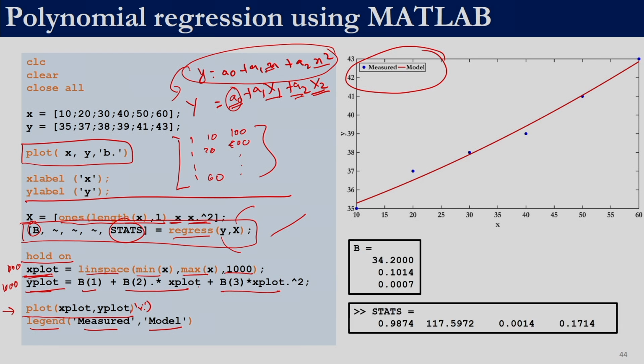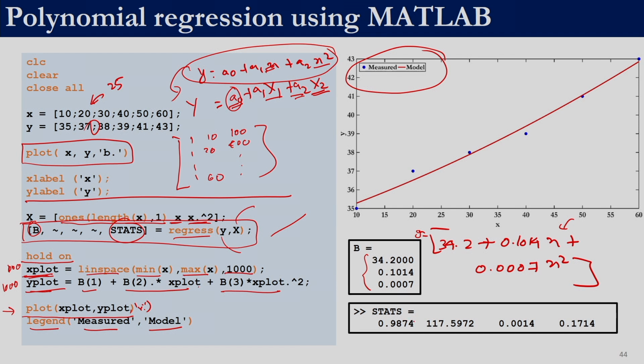Then if we type B in the command window, we will get these 3. So, the model is actually 34.2, plus A1 is 0.1014x plus A2 is 0.0007 x square. So, this is our model. For any value, for example, for 25 we do not have a value of y, so we can plug in 25 over here and calculate the value of y.